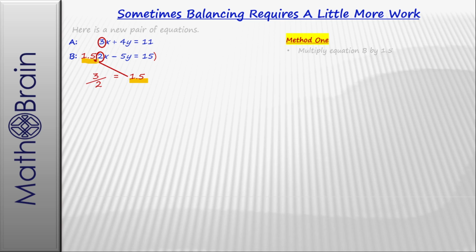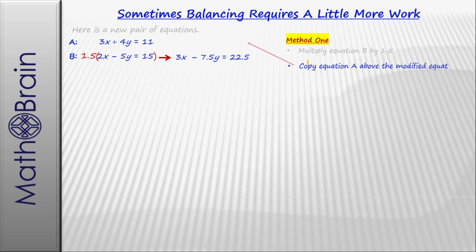Every term in B is multiplied by 1.5. Here is the modified equation B. Now we copy equation A, without modifying it, so that it's directly above the new equation B. Ensure the like terms are lining up one below the other, as shown earlier. Now we have 3x in both equations. Since both are positive, they will be eliminated by subtraction.